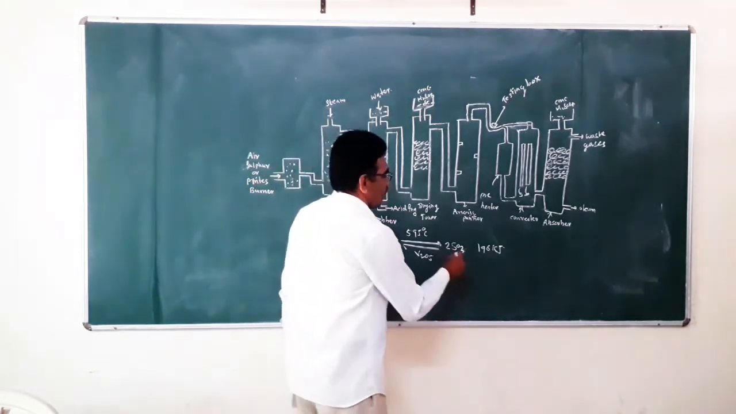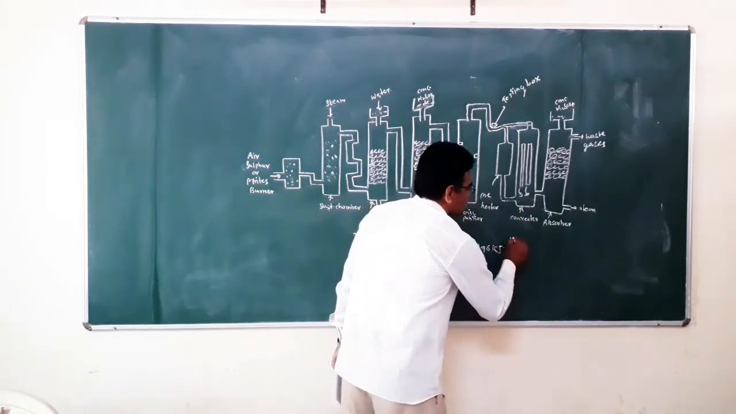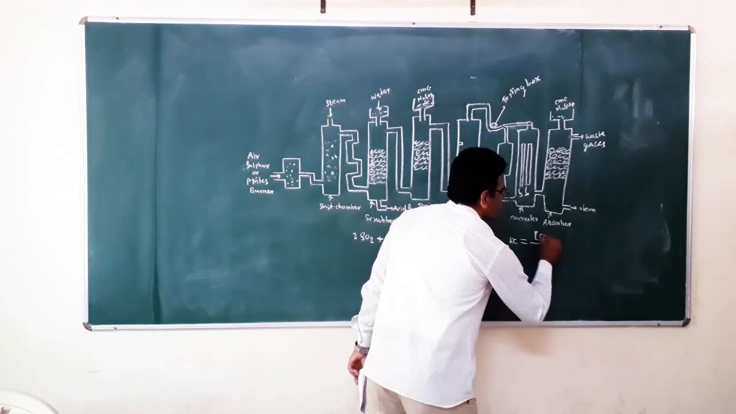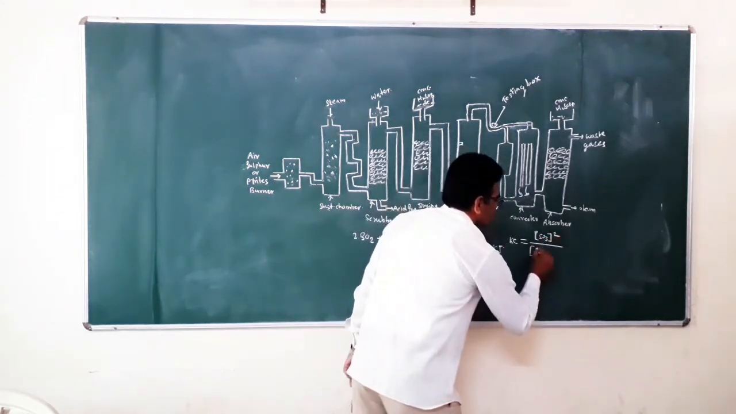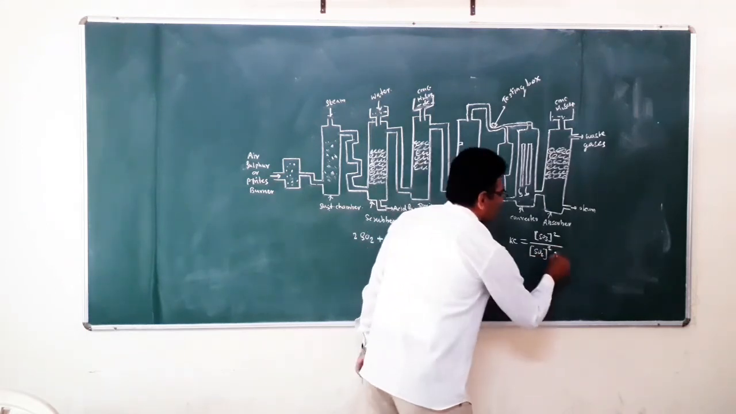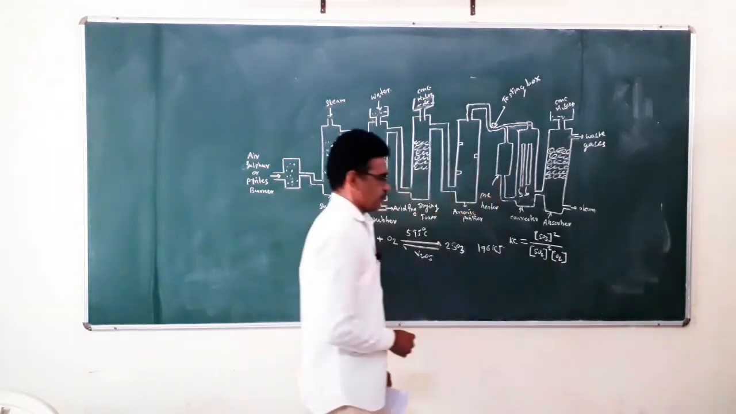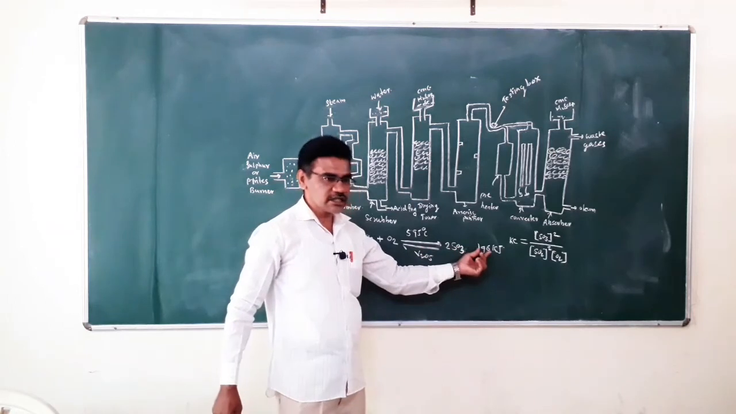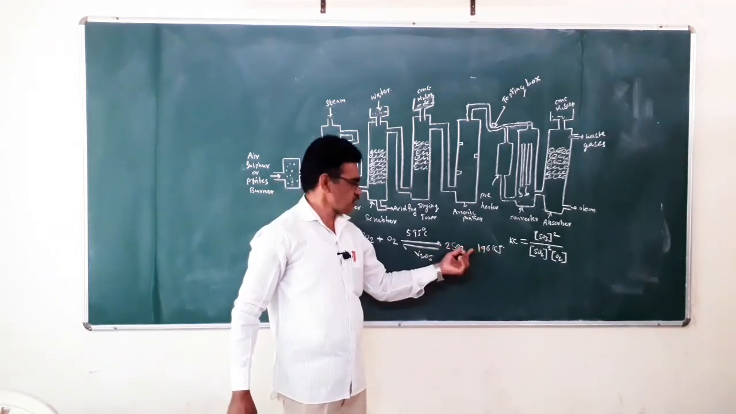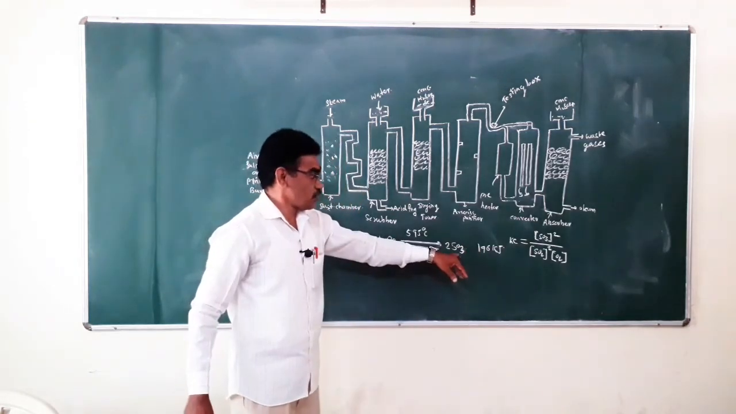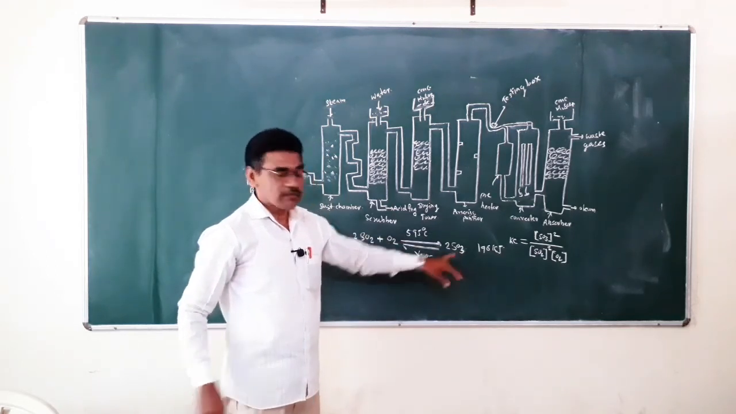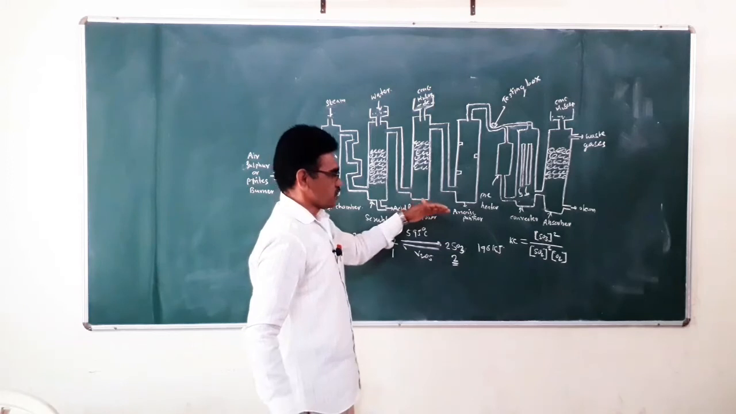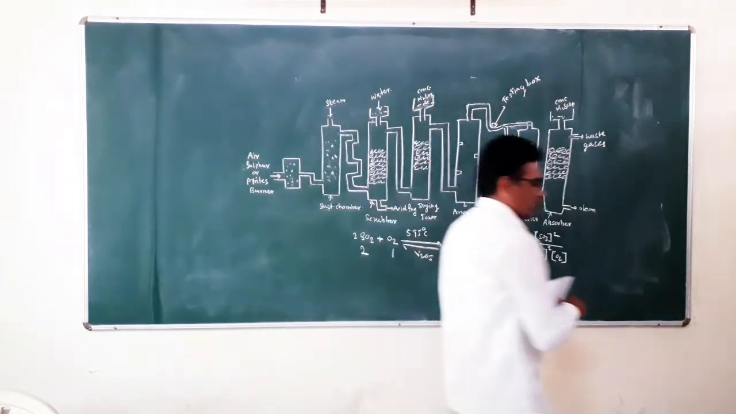And here, by using the law of mass action, Kc is equal to the concentration of sulfur trioxide squared divided by the concentration of sulfur dioxide squared and concentration of oxygen. This is an exothermic reaction. Forward reaction is exothermic. But here, when sulfur trioxide is formed, there is a decrease in volume. Here, two volumes are there, and on the other side, three volumes. And therefore, the effect of concentration and the effect of temperature on the rate of the reaction.